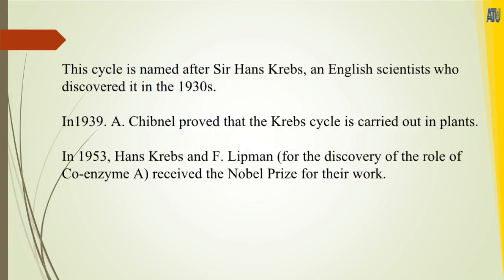This cycle is named after Sir Hans Krebs, an English scientist who discovered it in the 1930s. In 1939, A. Chibnall proved that the Krebs cycle is carried out in plants. In 1953, Hans Krebs and F. Lippmann, for the discovery of the role of coenzyme A, received the Nobel Prize for their work.